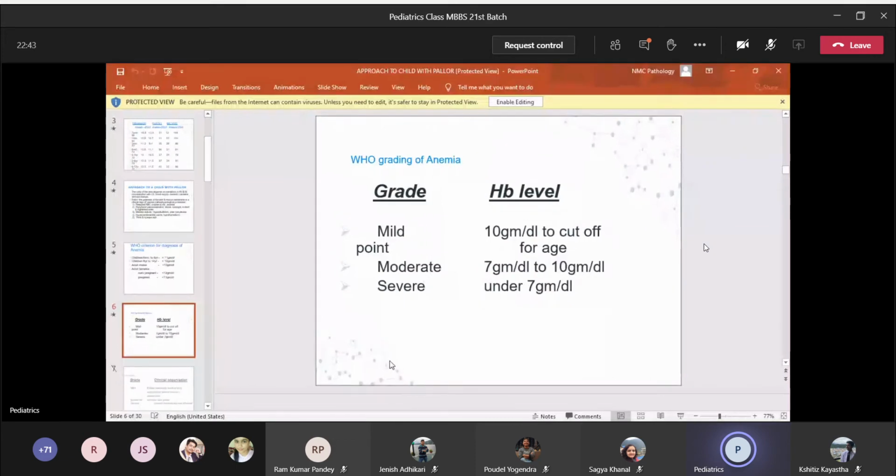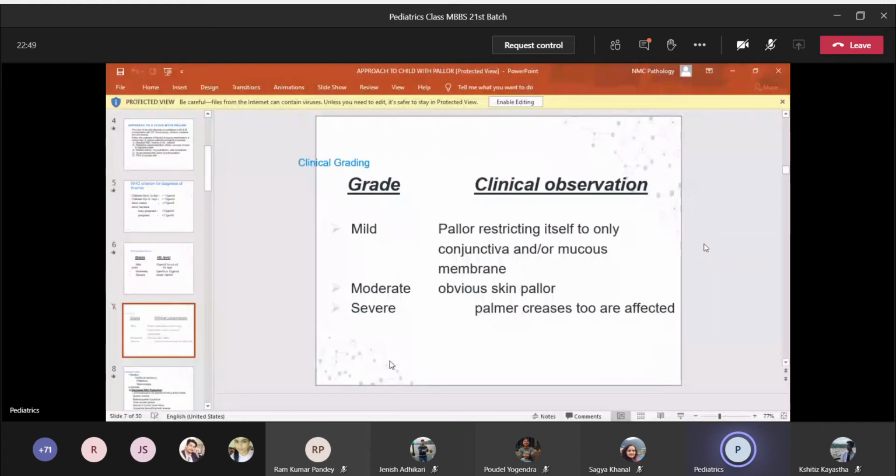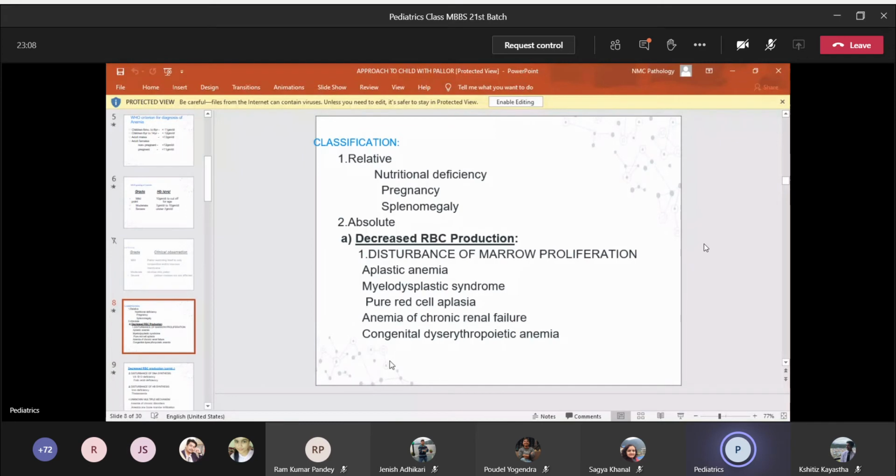Now we can also grade the anemia as per the clinical observation. If pallor is seen only in the conjunctiva and mucous membrane, we can call it mild anemia. In moderate anemia, we can see pallor not only in the conjunctiva and mucous membrane, but also in the skin. But in severe anemia, we can see the above features along with the palmar crease. The palmar crease that we see is also pale.